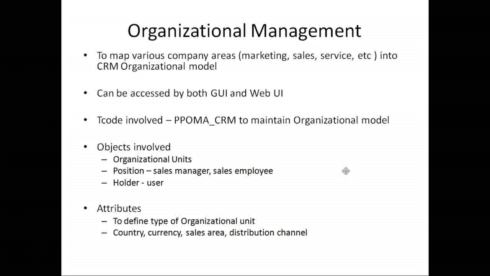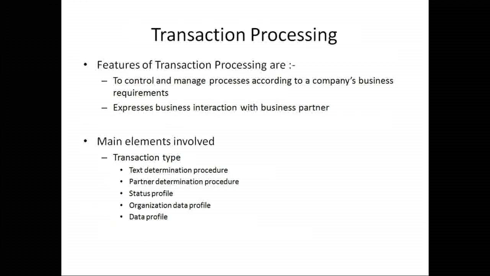So this is how the org model is maintained using SAP CRM, and this will also consist of some attributes in order to define the type of org unit and also other details about this organization, such as the country, currency, sales area. So this specific information will be maintained as the attributes of that particular organization model and hierarchy. Now going forward, we'll see about transaction processing.